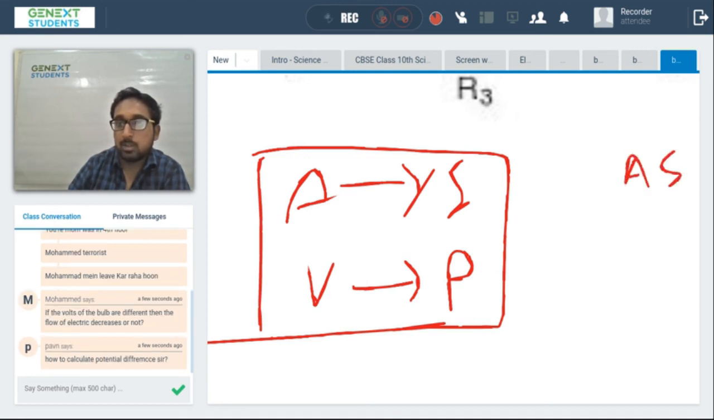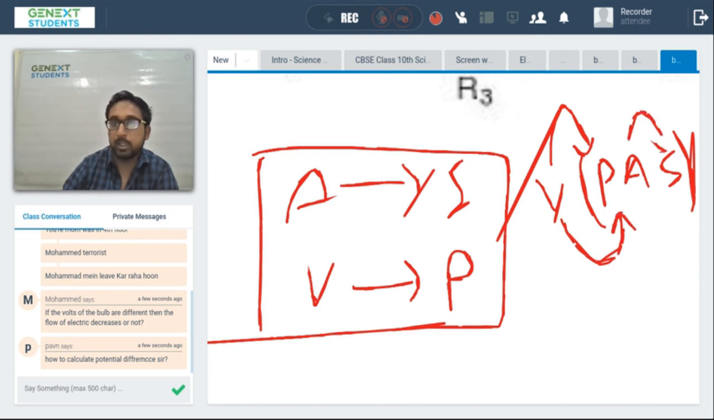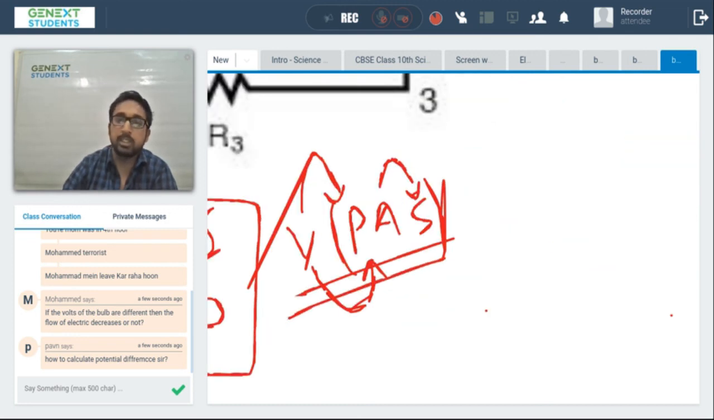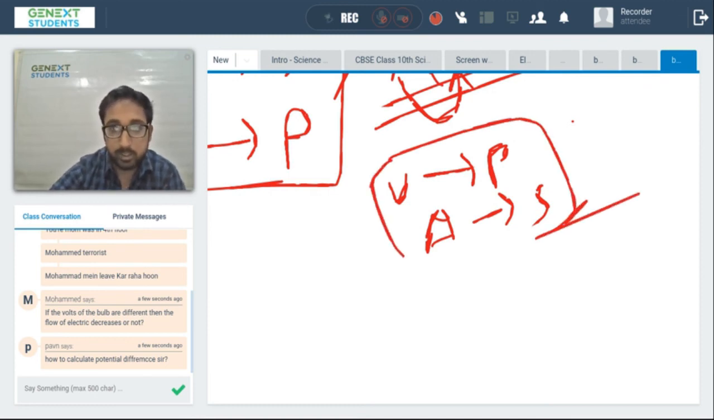So how do we learn this? A, S. V, P. I need a pass, which is very urgent to me. VIP pass. I need a VIP pass, right? V is for P, A is for S. So voltmeter in parallel, ammeter in series. I need a VIP pass. Very simple. I think this is the silliest technique, because you can only remember the silliest and funny techniques. You cannot remember the serious techniques.